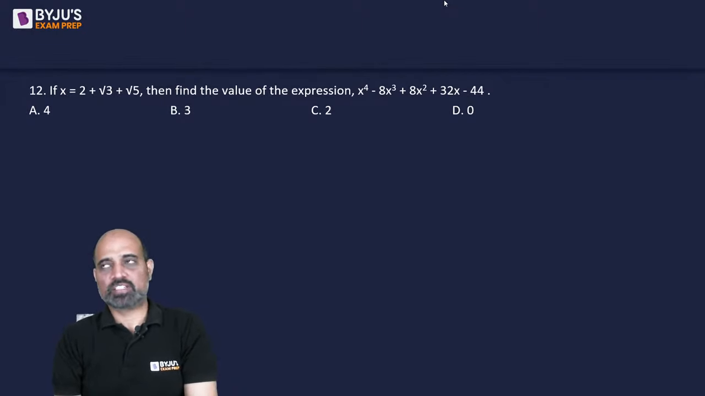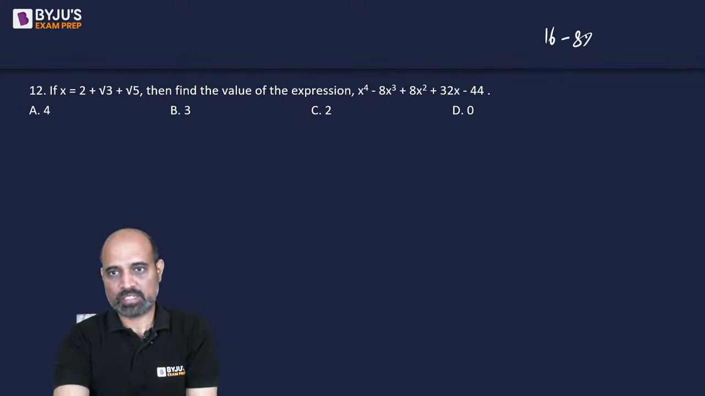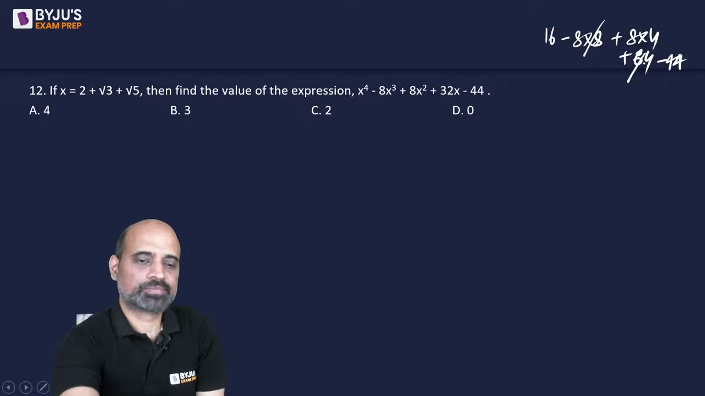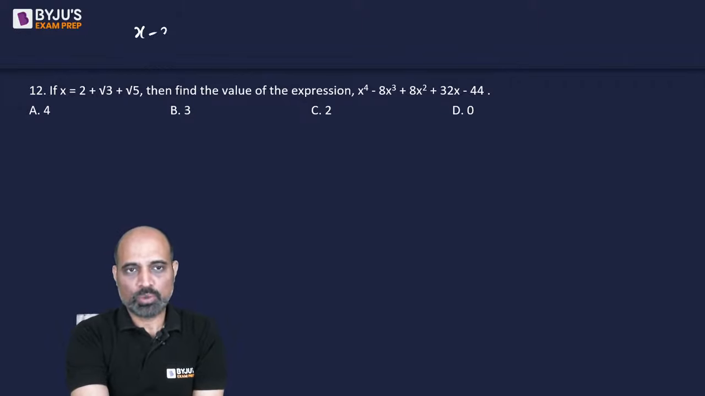What we need is somehow to simplify this, because if I start doing x to the power 4, I'll get so many irrational values, right? So what I'm going to do is bring 2 to one side and leave the rest as such.